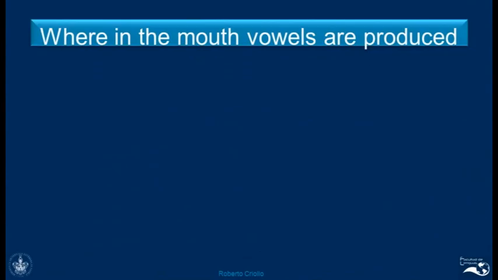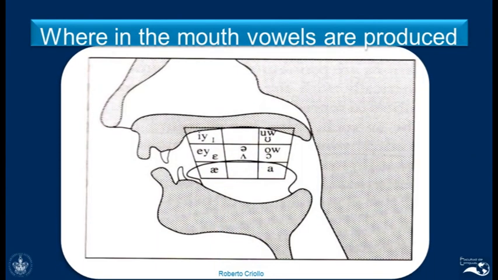I will conclude this part by showing you where the vowel sounds are produced in the mouth. We can see the diagram again. We can see how some vowels are produced with the front, central, or back part of the tongue. We can see which vowels are high, or mid, or low.